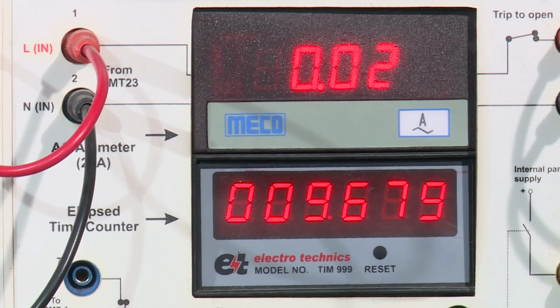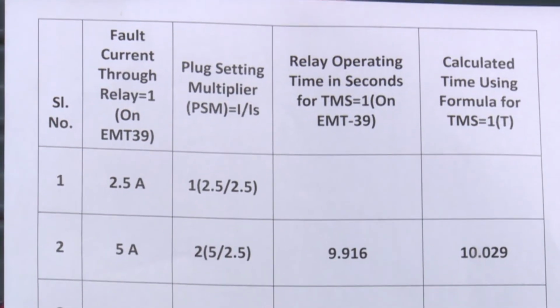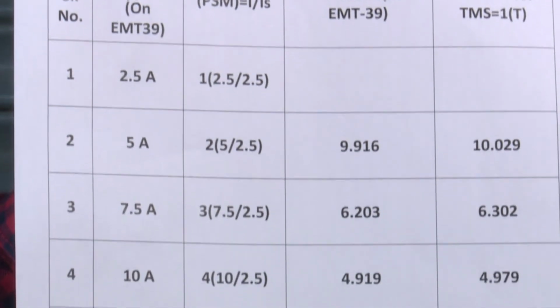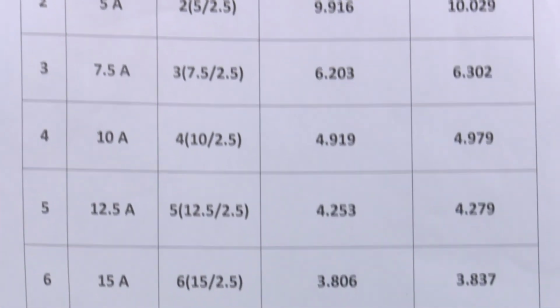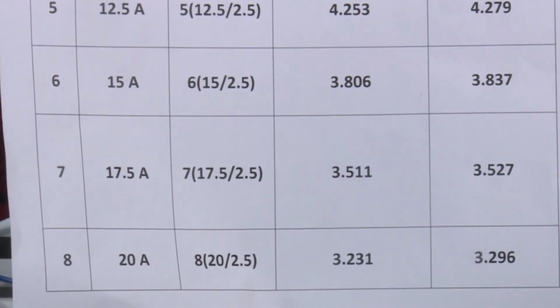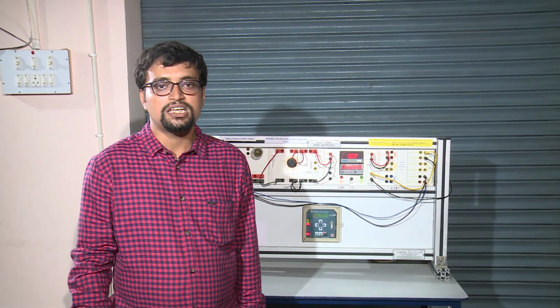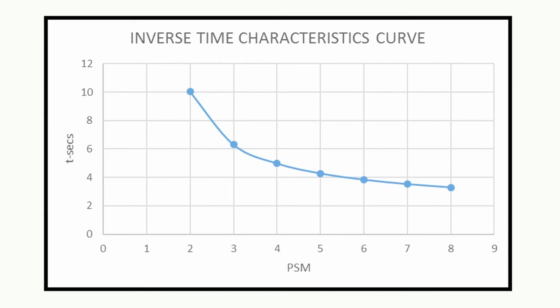So like this we will take several values, like for the third value we will take 7.5 ampere, next 10 ampere, next 12.5 ampere, up to 20 ampere. After getting the values, we have plotted the plug setting multiplier versus elapsed time graph, and this is the result. In this graph you can see that with increased value of PSM the elapsed time is decreasing. That is the property of the IDMT overcurrent relay.